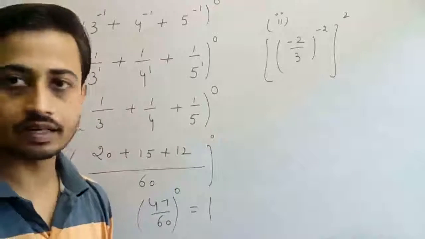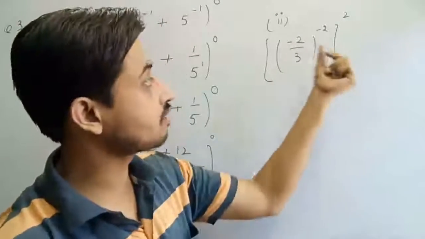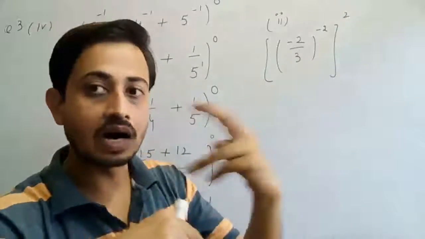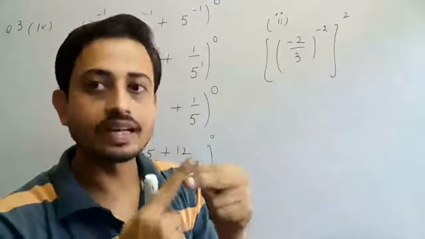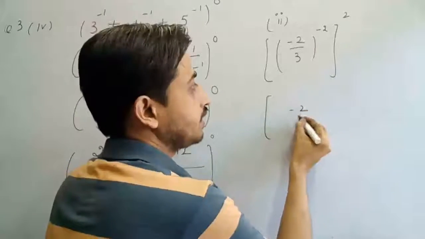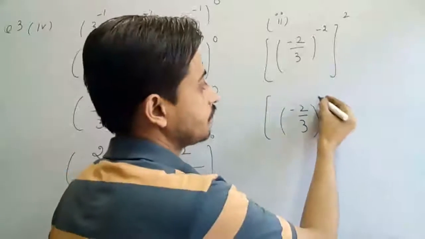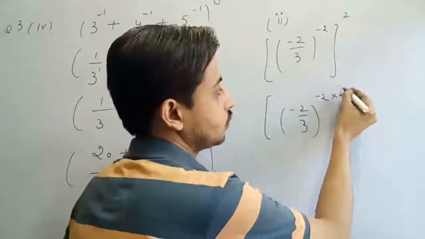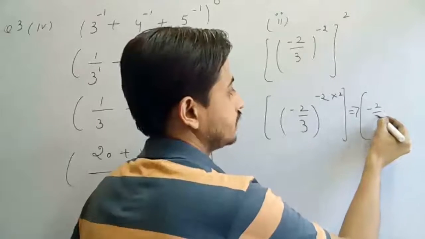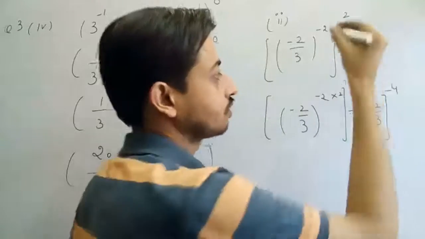Now look at the second part. In this the exponent is minus 2 by 3 and it has the power minus 2, and the whole term also has a power. Power raised to the power means the powers get multiplied. So the exponent is as it is and the powers get multiplied. Minus 2 multiplied by 2. It gives us minus 2 by 3 as it is, and minus 2 into 2, we get minus 4.